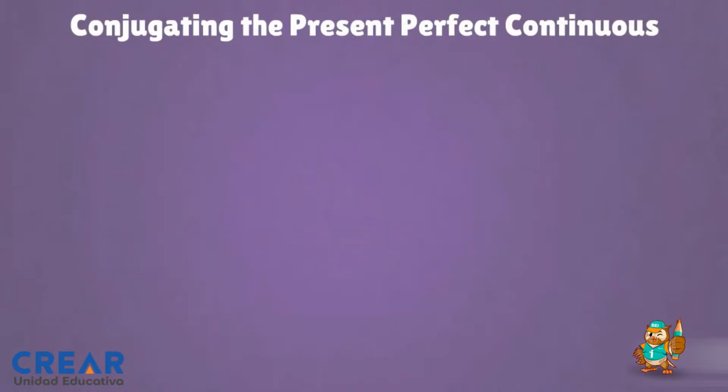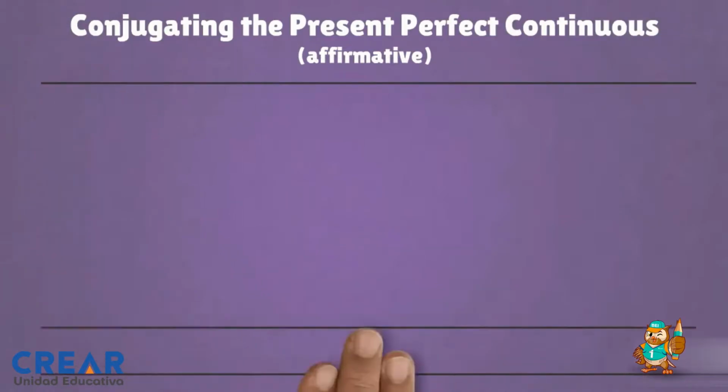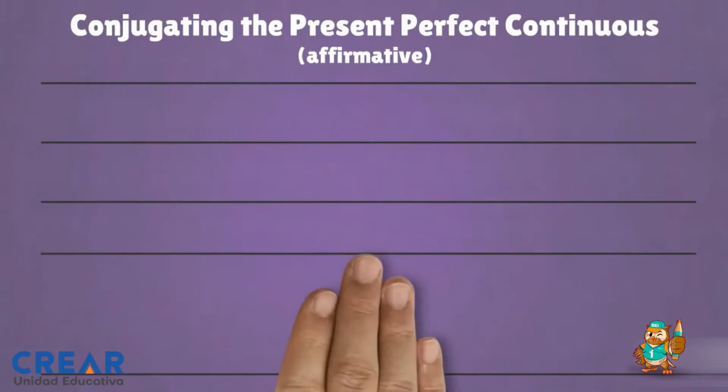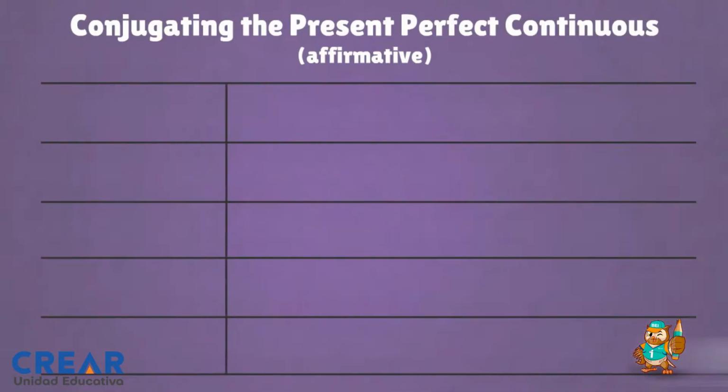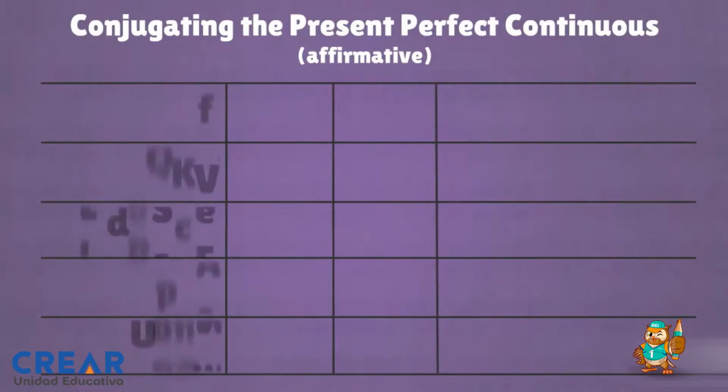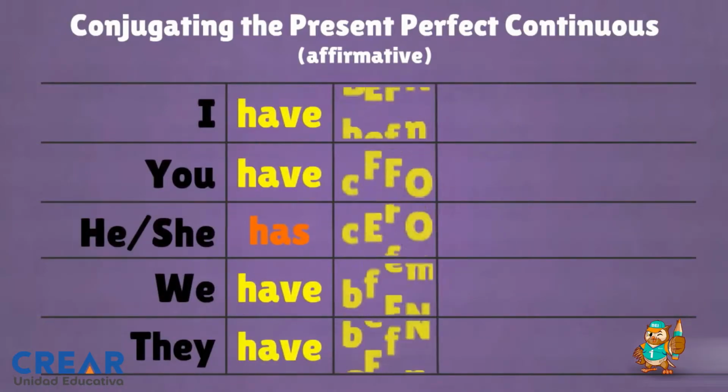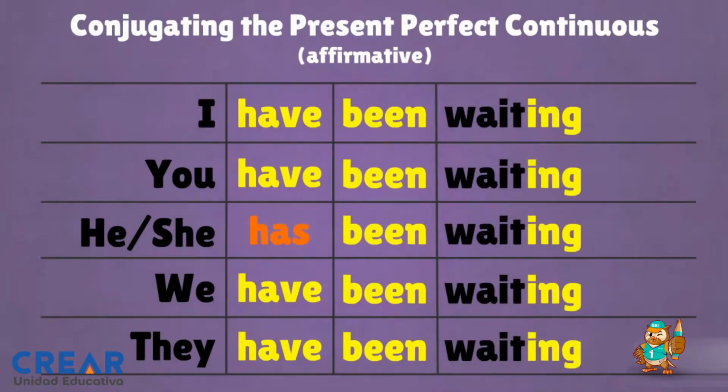How do we conjugate that? Well, it is pretty simple. The things that we have to use are the same. We have to use I, you, he, she, it, we, you, or they. Those are the pronouns. And then we have to use the verb. But in the case of he, she, or it, we have to use has, right? And we have the first one. I have been waiting. You have been waiting. He or she has been waiting. Then we have been waiting. And finally, we have they have been waiting.